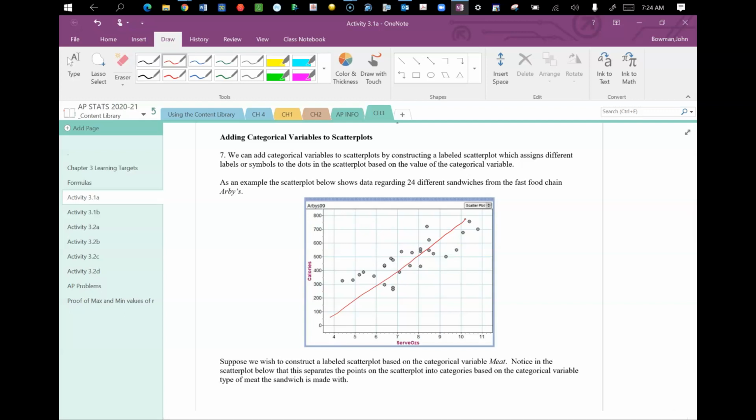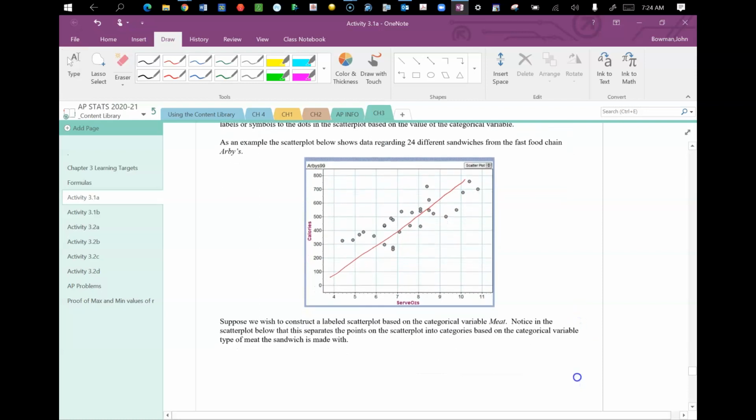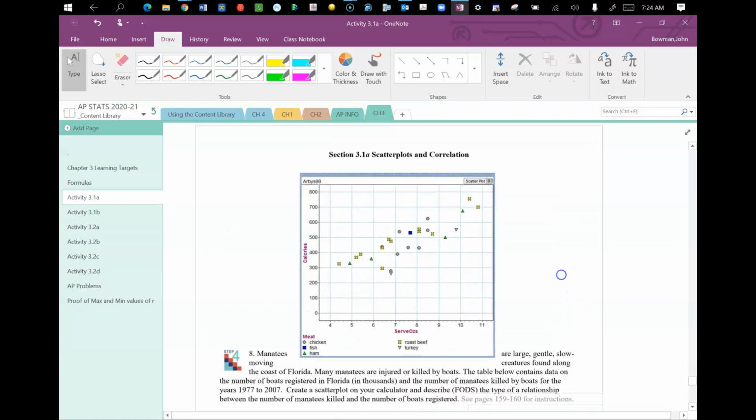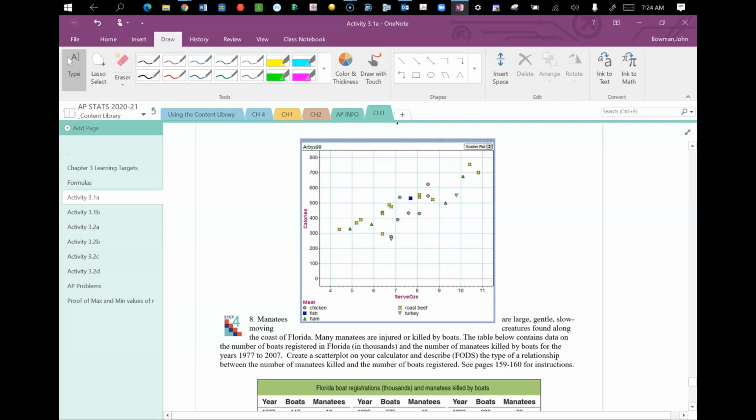Well, if we wanted to, we could throw a categorical variable in there, and in this case we're going to do that, and it is the type of meat on the sandwich. And so if we take a look at that, we now have different symbols showing the different types of meat. So yellow X's are roast beef, blue triangles are turkey, green triangles are ham, the one fish sandwich is a blue square, and the circles are chicken. And that allows us to possibly determine if there are different types of associations based on those categorical variables.